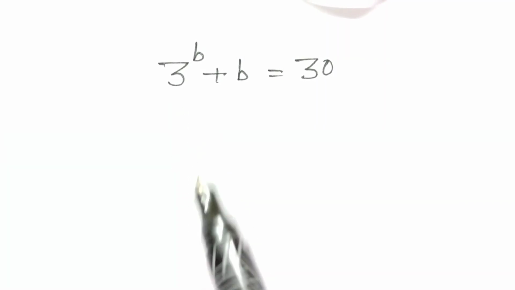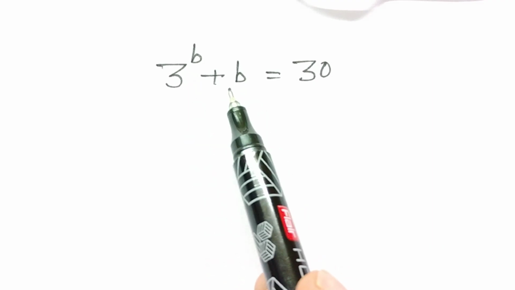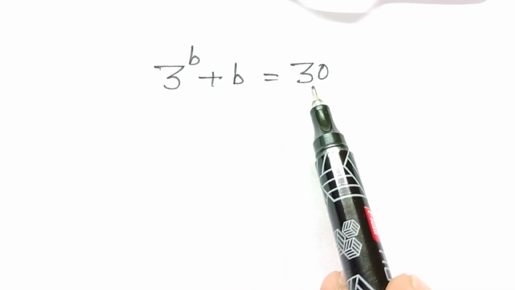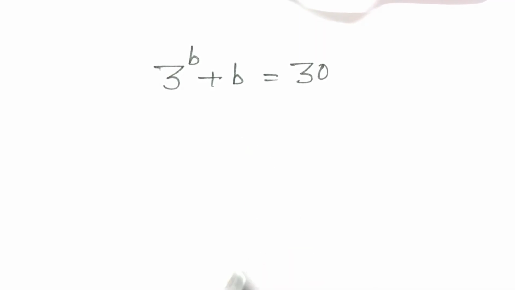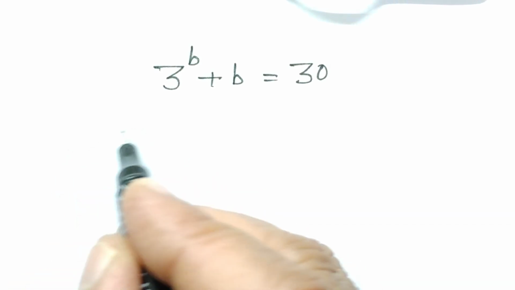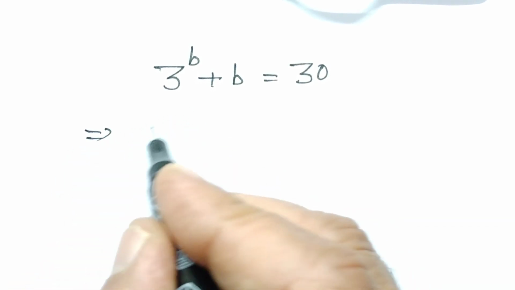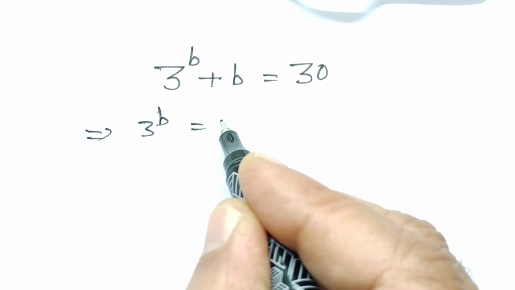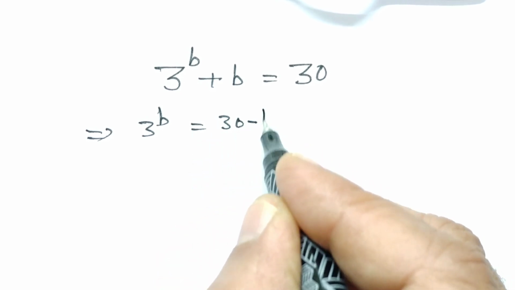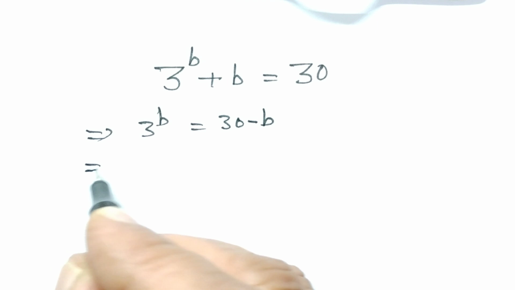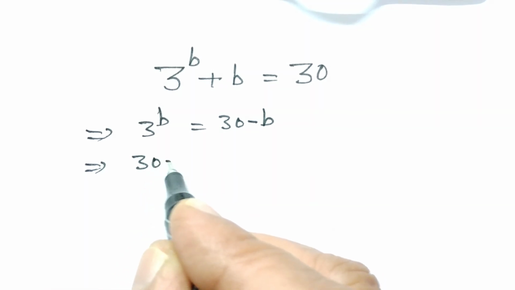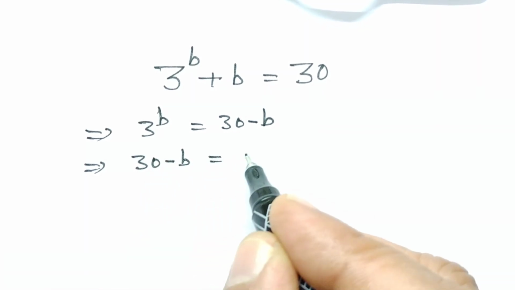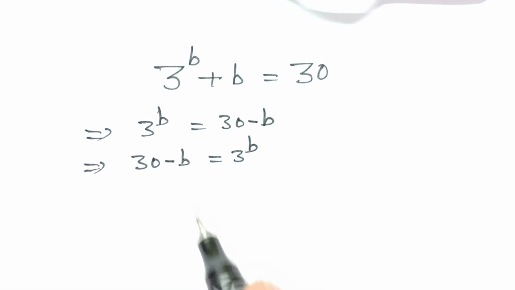Today we have a nice equation: 3 to the power b plus b is equal to 30. So how to solve this equation? Okay, so let's start. 3 to the power b will be equal to 30 minus b. Fine. So if we rearrange, 30 minus b is equal to 3 to the power b.